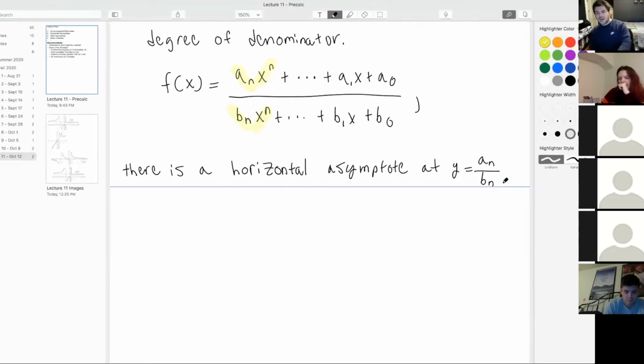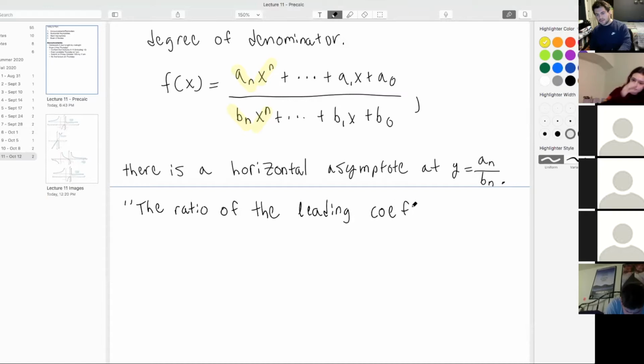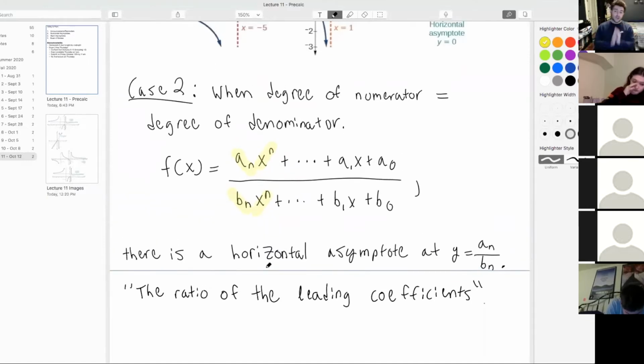So you do not take the x to the n. You just take the ratio of the leading coefficients. In quotes, it's the ratio of the leading coefficients. So that is the conclusion in this case, when the degrees are equal in the numerator and denominator.